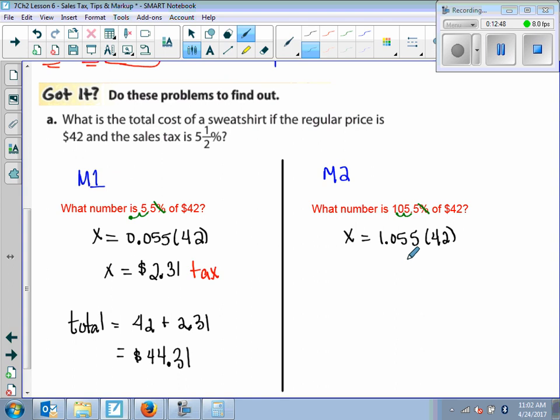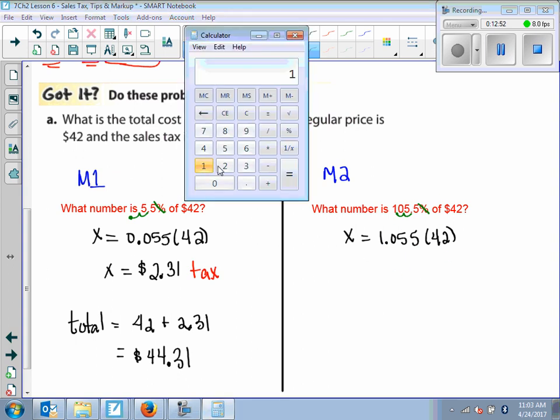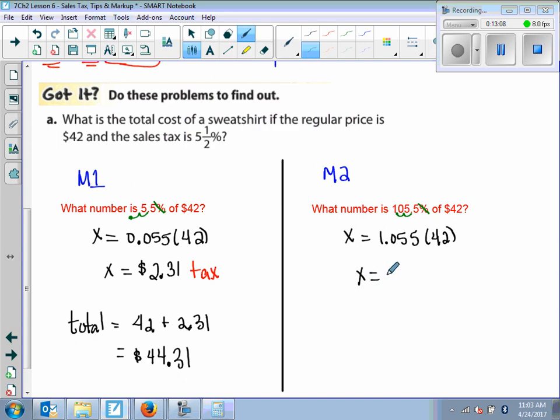Okay? If I look at the other side here, we can just go ahead and do that multiplication. 1.055 times 42, and take a look. $44.31. Same thing. Is everybody clear? So here, x again is equal to $44.31. Okay. On your homework, you don't have to do both ways, just one or the other, but I want you to practice both. Okay?